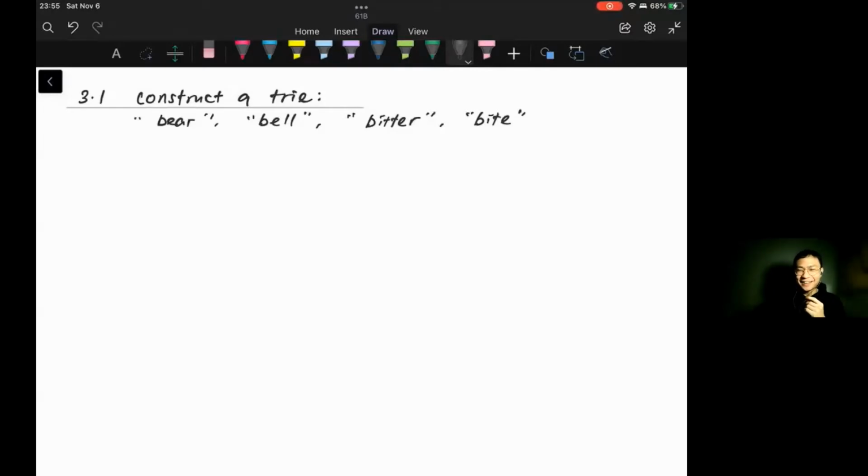All right. Okay, so question 3.1, we are asked to construct a tree. We are given the words bear, bell, bitter, and bite. Before we proceed any further, note that every tree starts out with an empty root node. So we can just put it down here first. There's an empty root node.